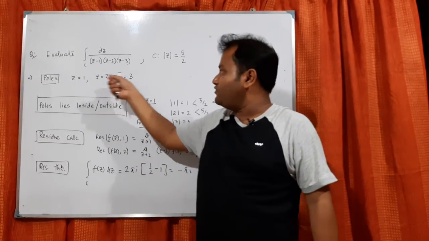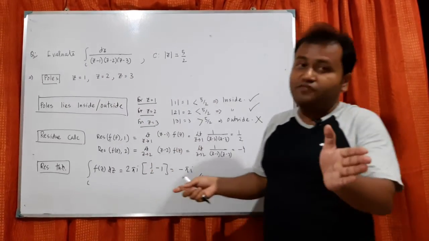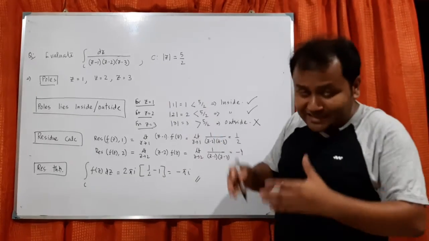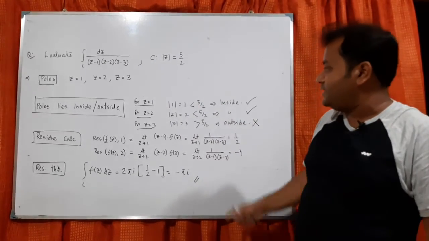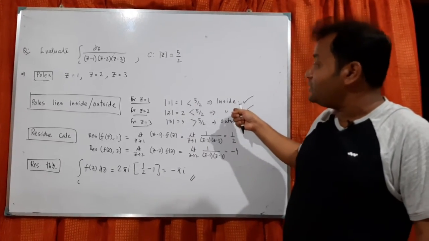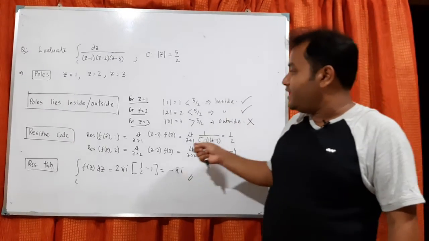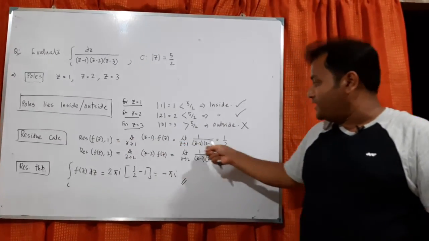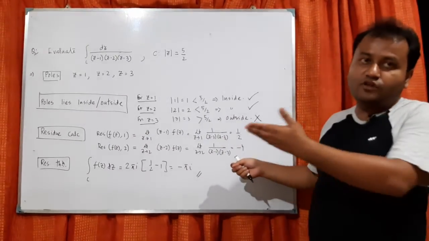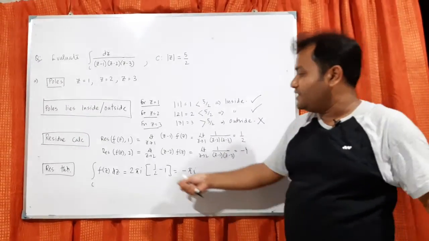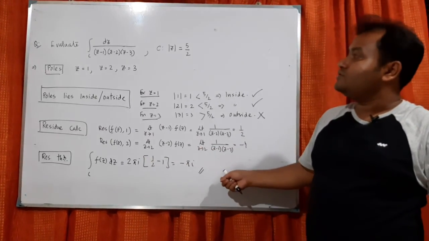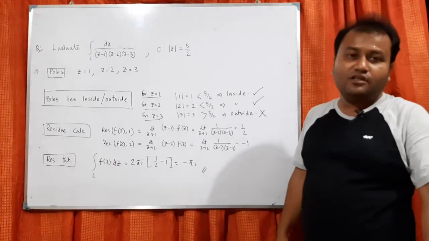So first of all you have to find the poles, then you have to justify which pole lies inside, which pole lies outside. We will be bothering only with the inside portion. Then for each point we calculate the residue. So residue formulas are given before, and then finally we apply residue theorem, so we get the integration.